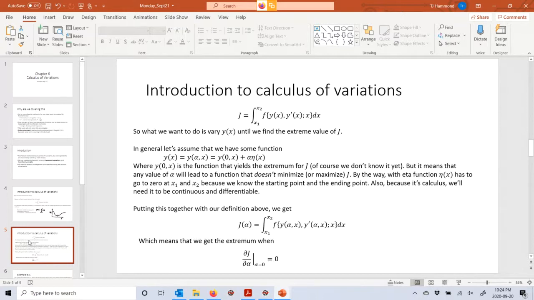This eta function, eta of x, has to go to 0 at x1 and x2 because we know the starting point and the ending point. So we know what x1 and x2 are, so we have x1, for example, and this follows some path to x2 up here. We don't know what this function is here, but we know that y0 of x is the function that makes an extremum for J. Okay, so eta is anything that starts off at x1 and ends at x2, but it can go in any possible path.